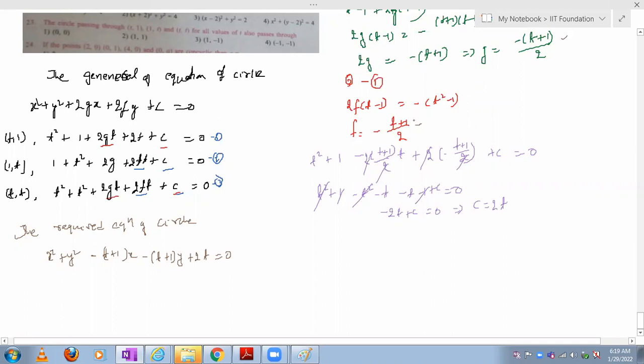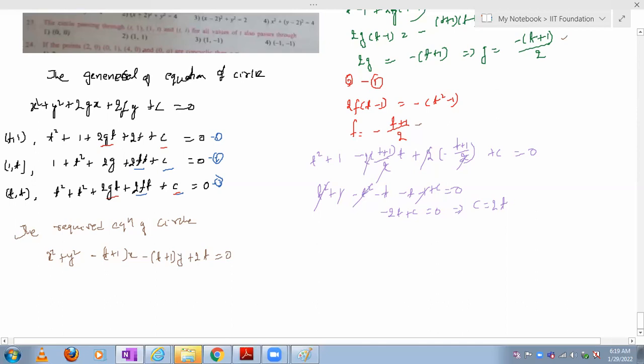Okay. So he is asking that for any value of t, it should pass through a certain point. Means, is it passing through 0, 0, or 1, 1, or what? For any value of t. If I'm putting 0, 0, so everything will be 0, 2t will be 0. t must be 0 then. So this is not possible.